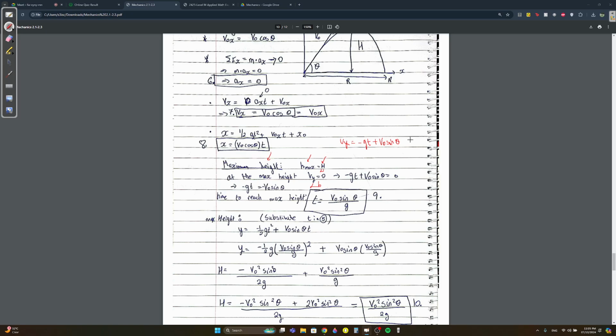We know this is equal to 0, right? So you get minus gt plus v naught sine theta equals 0. Take minus gt to the other side, and you get v naught sine theta equals gt. It becomes positive. Can I find the time now? Yes, time would just be equal to v naught sine theta over g. That's how I got formula number 9. So this is what we call the time to reach the max height.